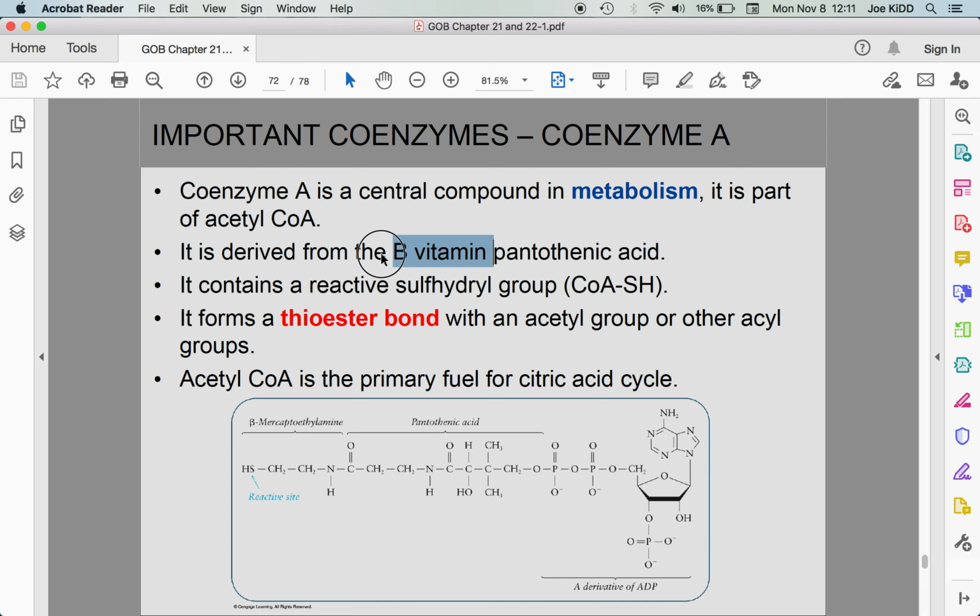It is derived from vitamin B. So when we have acetyl-CoA, what we are taking is vitamin B and digesting it and reworking it a little bit, where we end up with this thioester bond. And then from here, this can attach. And so acetyl-CoA is the primary fuel of the citric acid cycle, which is producing ATP.